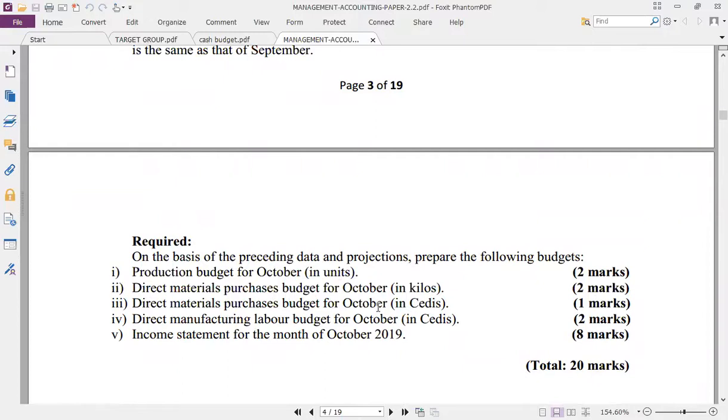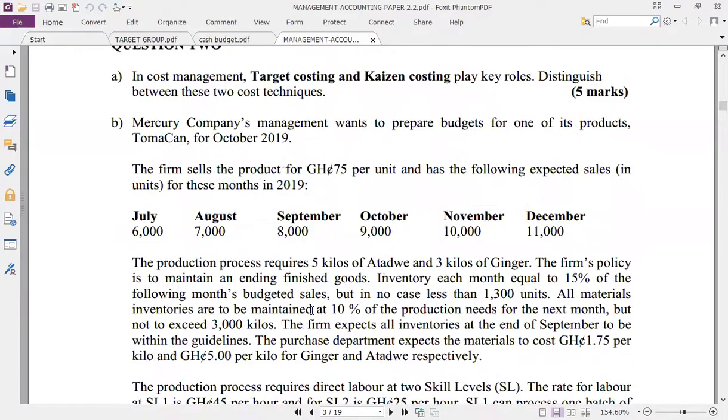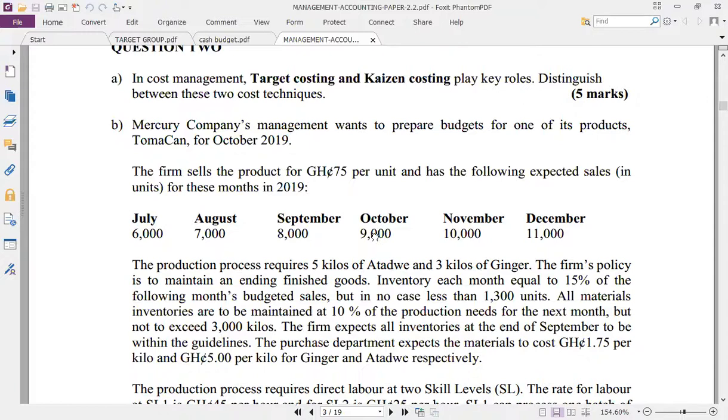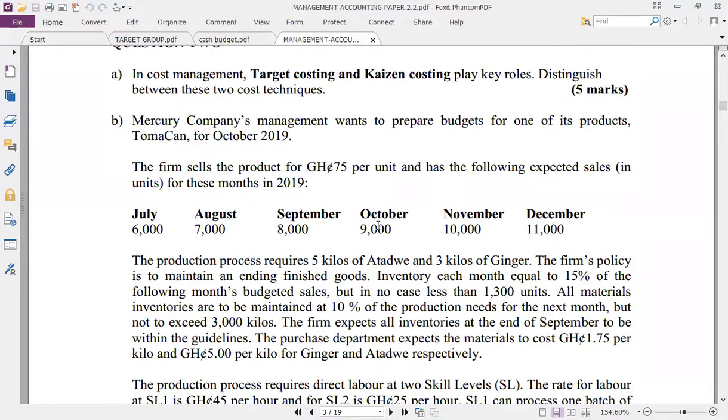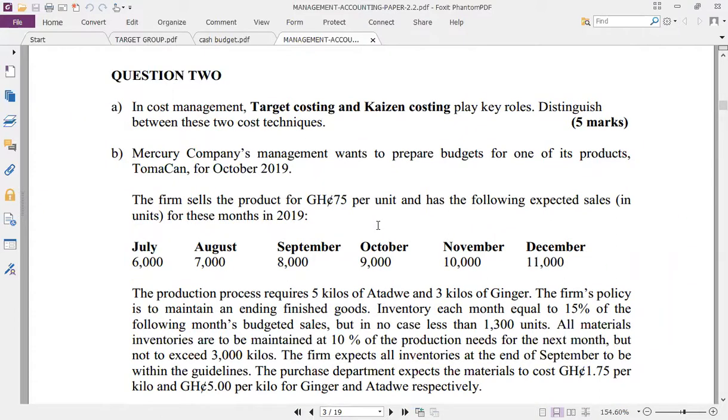I'm sure there's a reason why they've mentioned October throughout all the requirements. On the basis of that, I'll prepare the following budgets for the month of October. They've given July, August, September, October, November, December data, but you prepare only one month, so it's not common, right? That is why they indicated it individually. So let's see. The company's management wants to prepare a budget for one of these products.